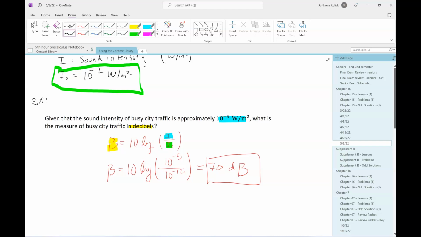But pretty easy problem, right? Nothing to it there. Just plug some stuff in, not even solving. The other way that this problem could go is we could give you the decibels and ask you to solve for the sound intensity. That would be the only other way we could rejigger this problem.